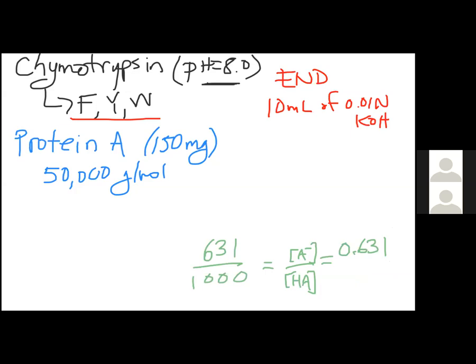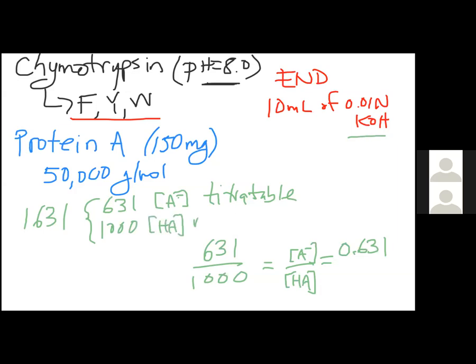And what this is telling us is that for every 1,631 newly cleaved peptide bonds, according to this ratio, 631 of them will be in the conjugate base form, meaning they're titratable because their proton was in the solution. And we titrated those with the potassium hydroxide up there. And then the other 1,000 are going to be in the acid form, not titratable.